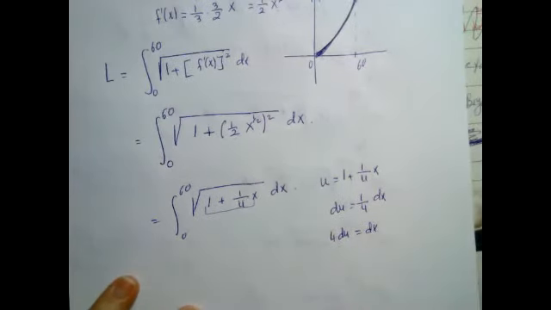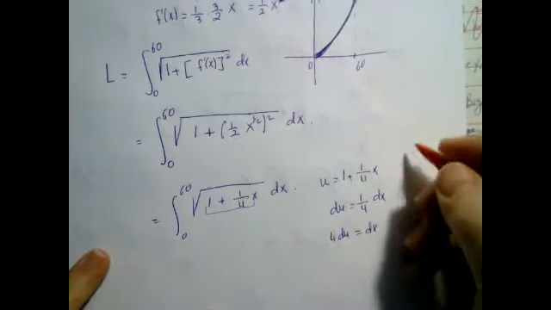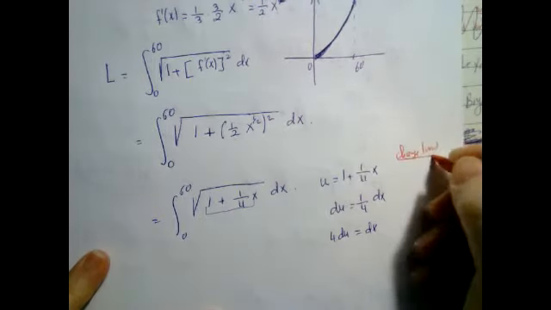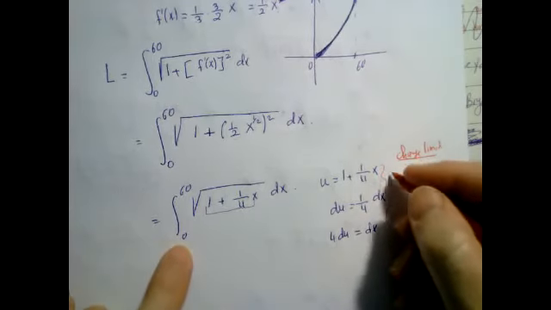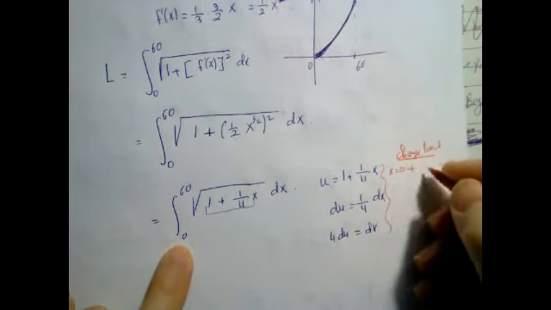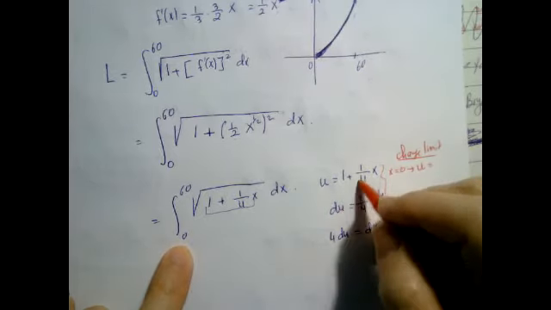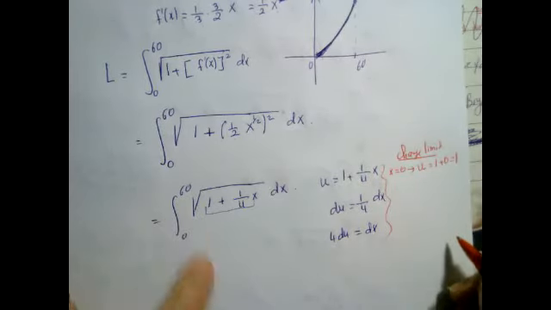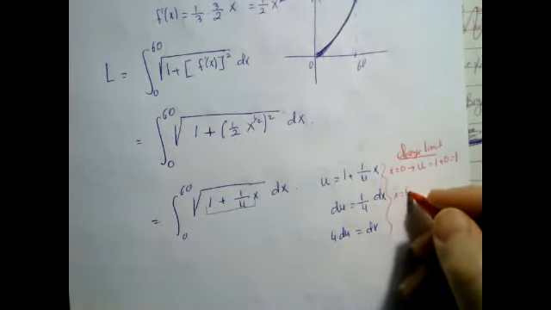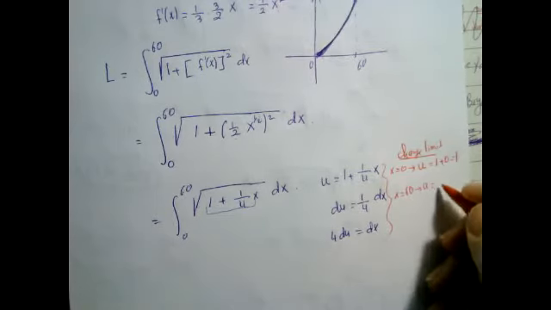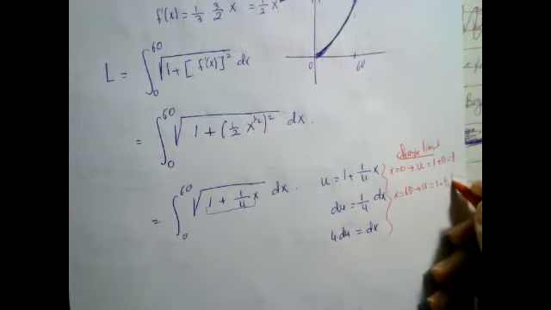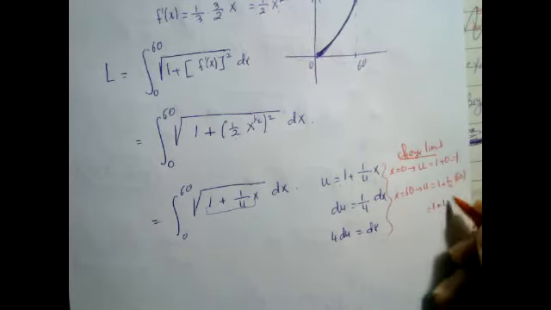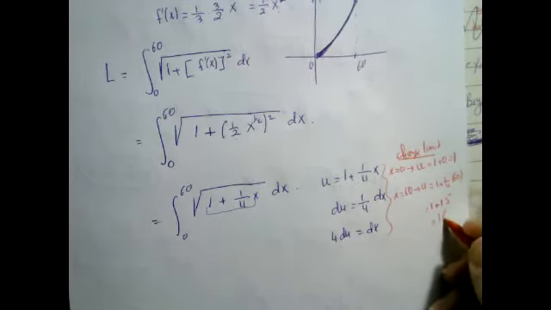And then I will change the limits, because those problems are easy. So changing limits is not problematic. If x takes the 0 value, my lower limit will be 1 plus 0. When my upper limit is 60, the u will become 1 plus 1/4 times 60. It means 1 plus, let's say, 15, 16.